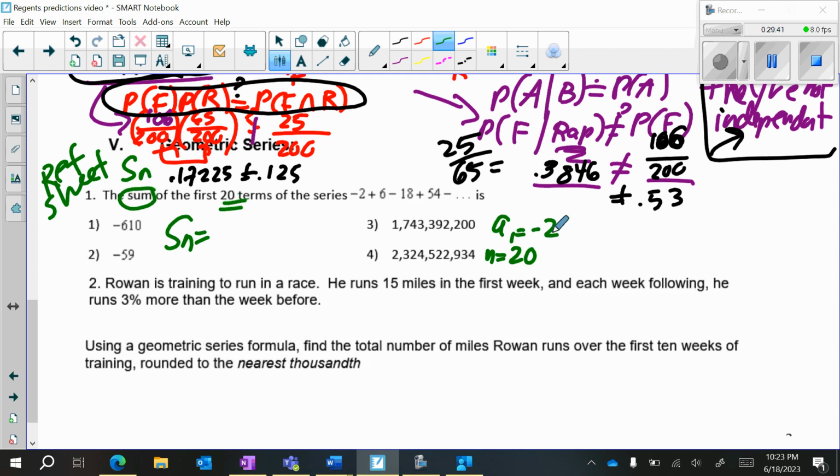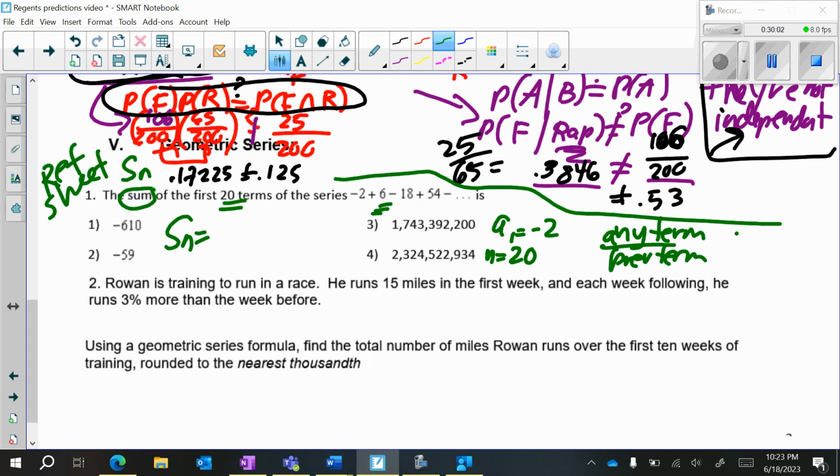The first term is -2, that's called A1. And then you have to figure out the pattern here and find the common ratio. So remember, this is geometric, so you're going to be multiplying from term to term. So if you don't know how to get the common ratio, my tip is take any term and divide by the previous term. All right, so let's take the second term, 6. If you were to divide 6 by -2, you will get -3. If you were to take -18 divided by 6, you should get the same common ratio, -3. If you were to get 54 divided by -18, you'll still get -3. So the common ratio is -3.